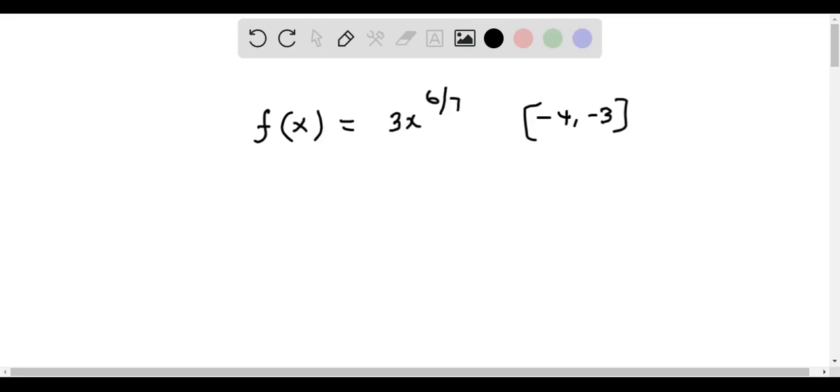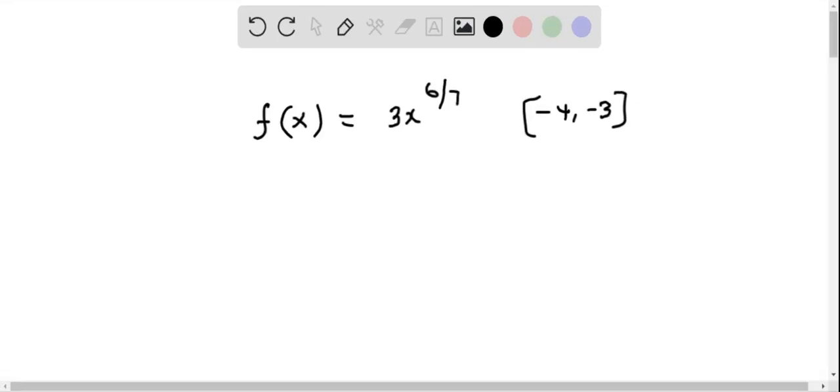We now determine the absolute extrema of this given function, that is f of x equals 3x raised to the power of 6 by 7 on the interval -4 and -3. So first we have to determine the critical point of this function because the absolute extrema may or may not occur at the critical point. So to determine the critical point, we have to find f prime of x equals 0. So first let's find the derivative of the function f of x.